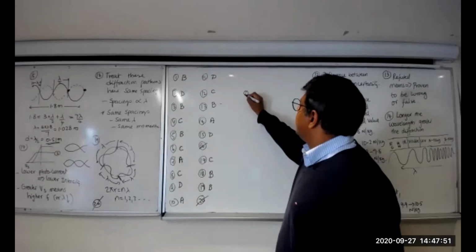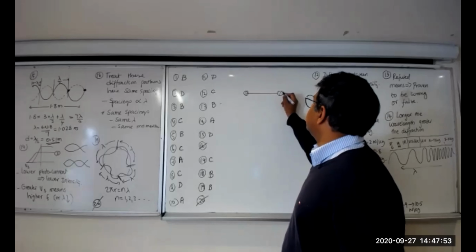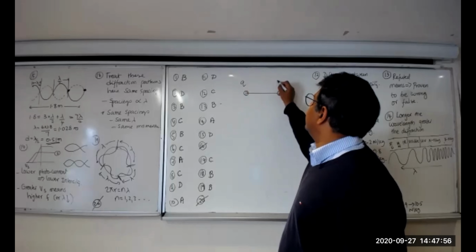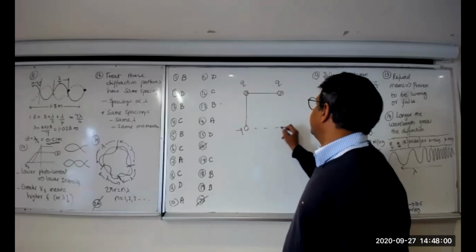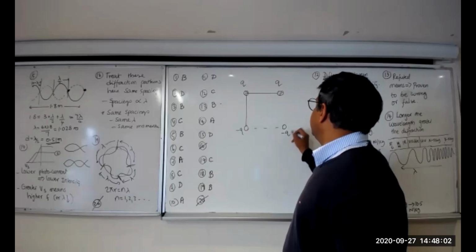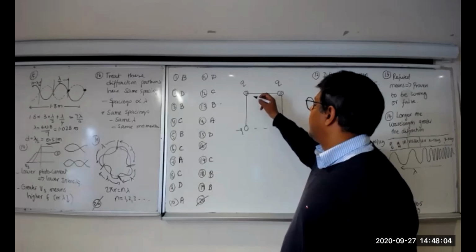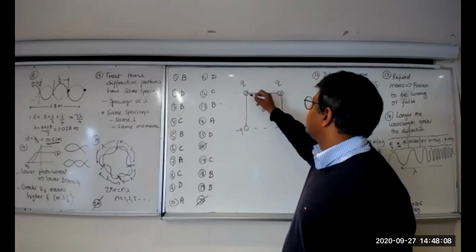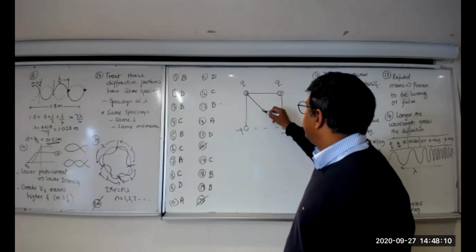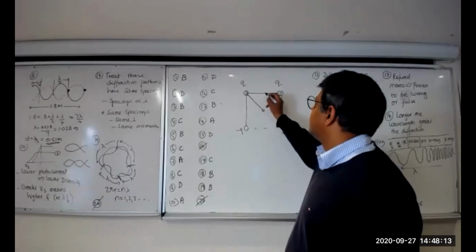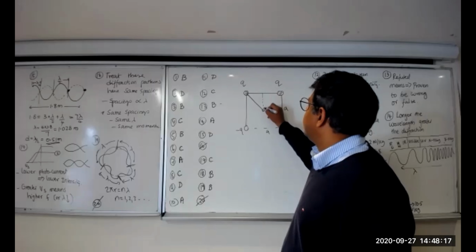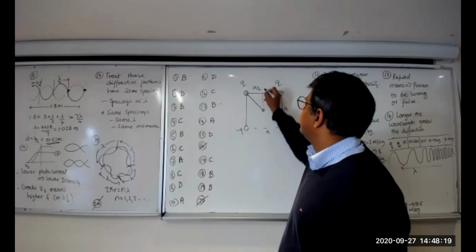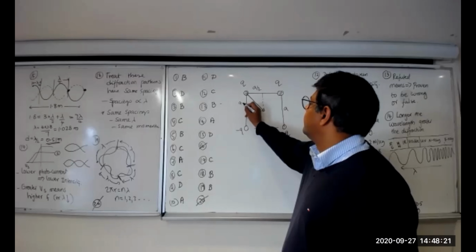Question 3 is the one with the identical negative charges. It simply asks you to find the electric field strength at the center from one of the charges. The part is that you need to find the distance. Each side length is A, so you need half the length, which is A on 2.